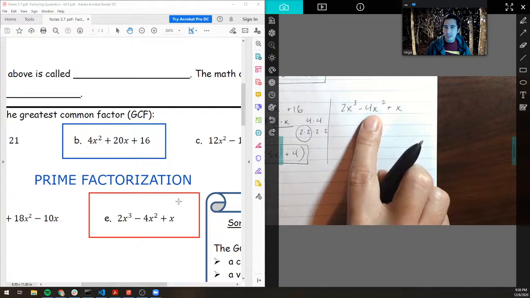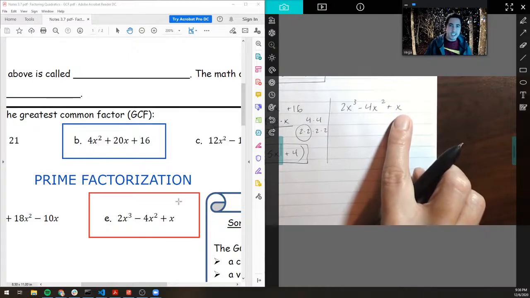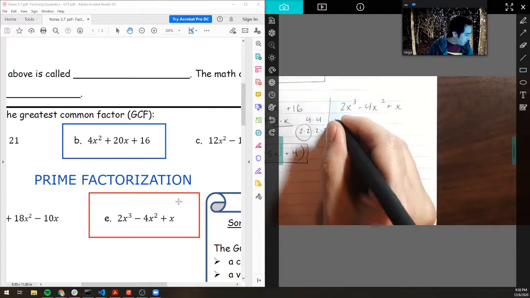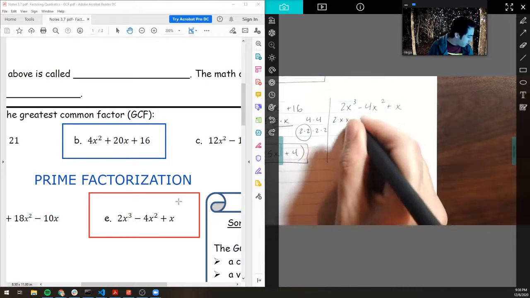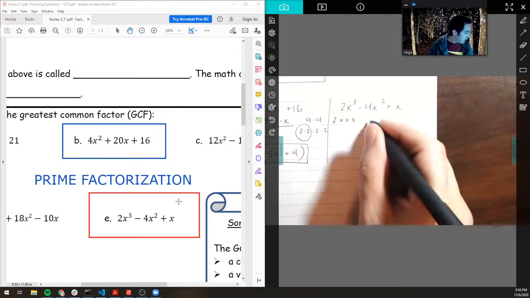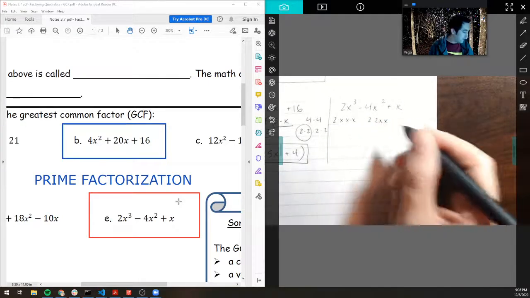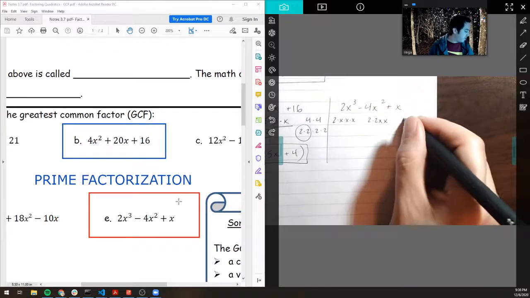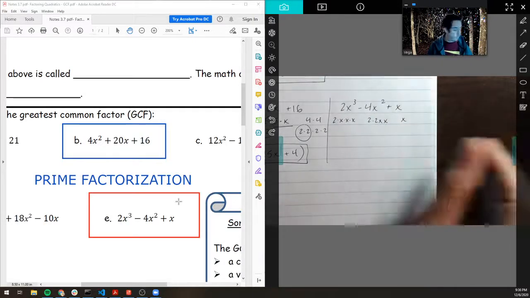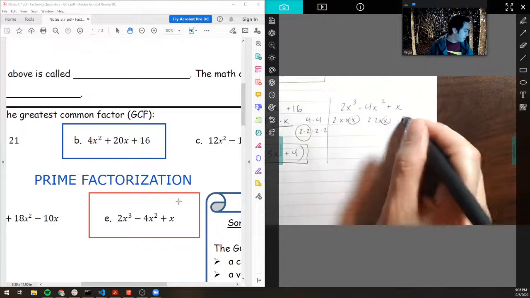4 is 2 times 2. I have nothing here in this third term, it's just x. So if I'm breaking stuff down, this is really 2 times x times x times x. That's 2x cubed. You've got 2 times 2 times x times x, that's 4x squared. And you also have just the x by itself. So what do they all have in common? They each have an x. That's all you can factor out.